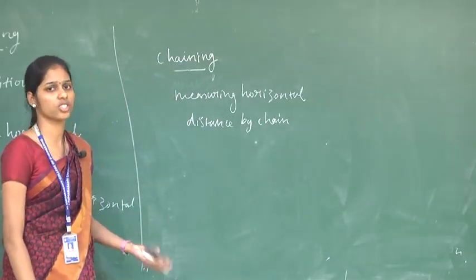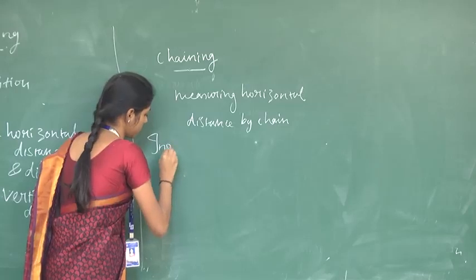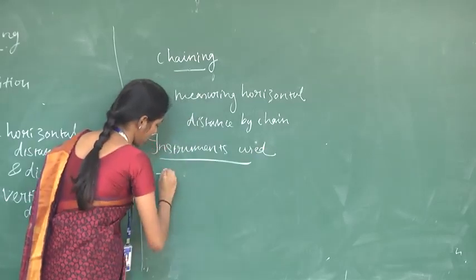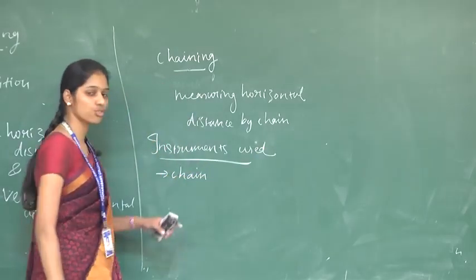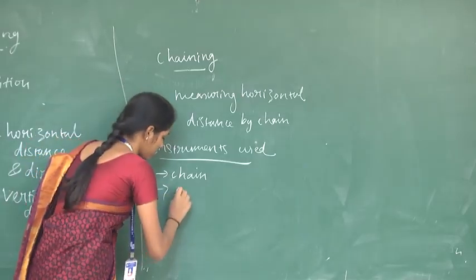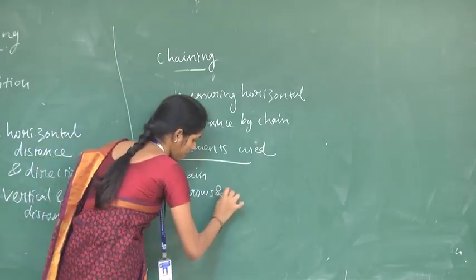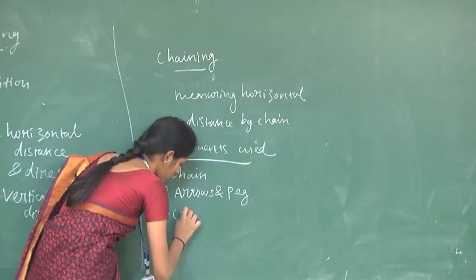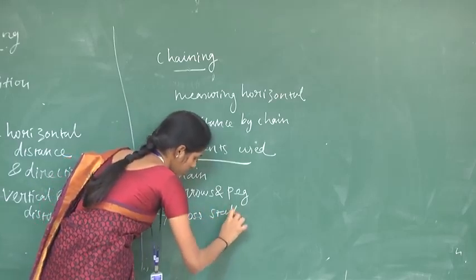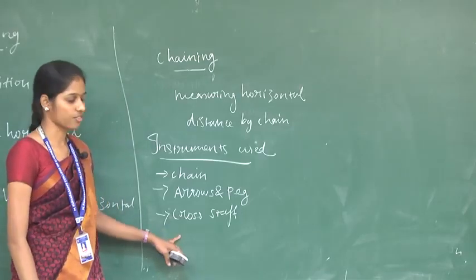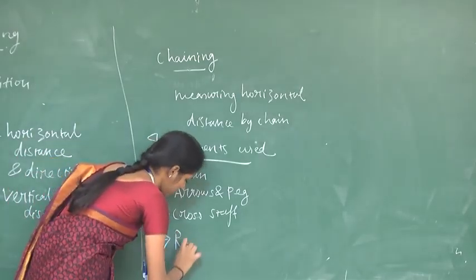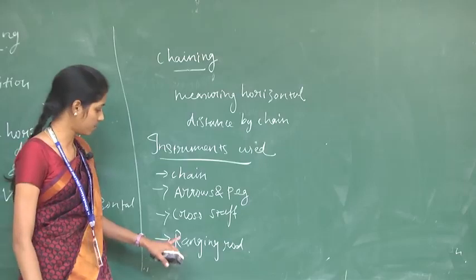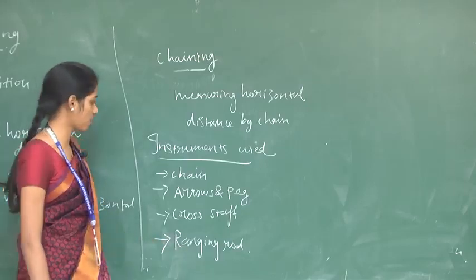What are the other instruments used for chain surveying? Chain: it is used to measure the horizontal distance. Arrows and pegs: it is used to mark the stations. Cross staff: it is used to mark the perpendicular offsets. Then ranging rod: for the process of ranging, we are using ranging rods.